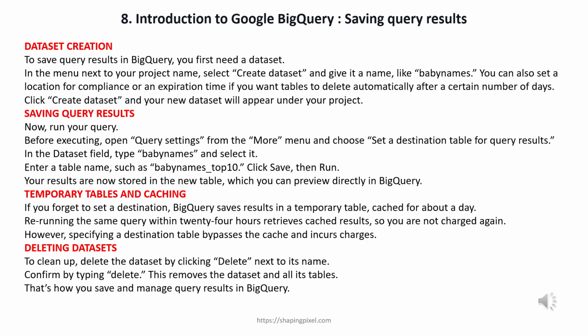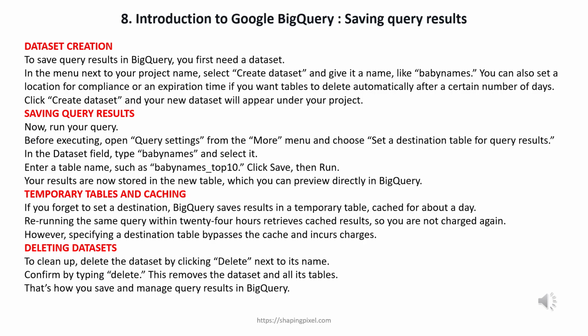In the menu next to your project name, select Create Dataset and give it a name like baby names. You can also set a location for compliance or an expiration time if you want tables to delete automatically after a certain number of days. Click Create Dataset, and your new dataset will appear under your project.